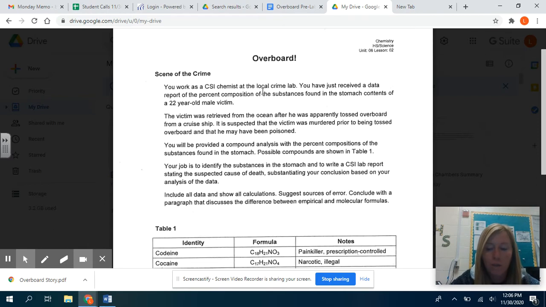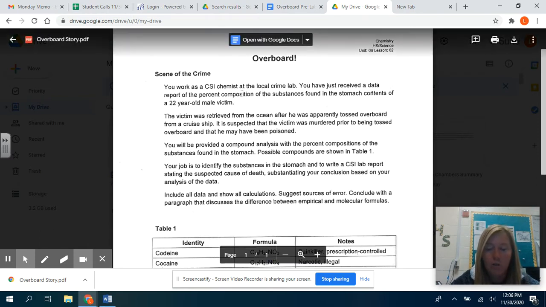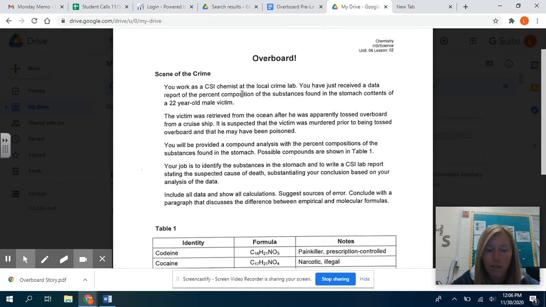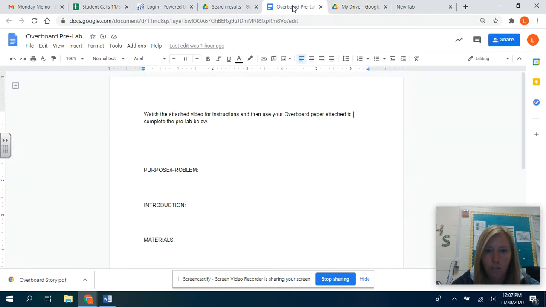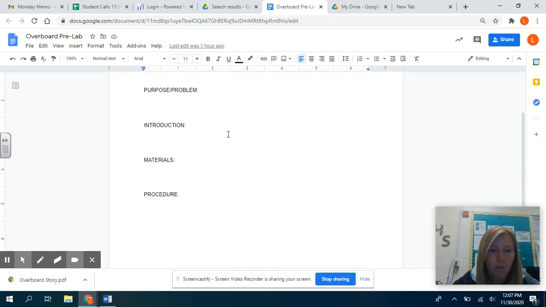So on Wednesday, that's the first day that anything is due, and I have another page attached to your Google Classroom where you will need to do the pre-lab. Okay, make sure you do it in the format. So introduction, purpose, problem, all that. It looks like this actually, so I have it right here. Whenever you open this in your Google Classroom, it's going to look like this, except the video is going to be posted here. You'll need to write your purpose, problem, and introduction.